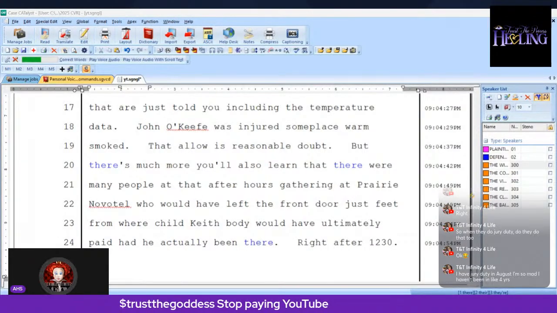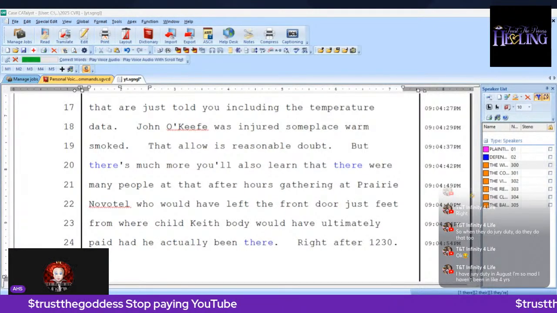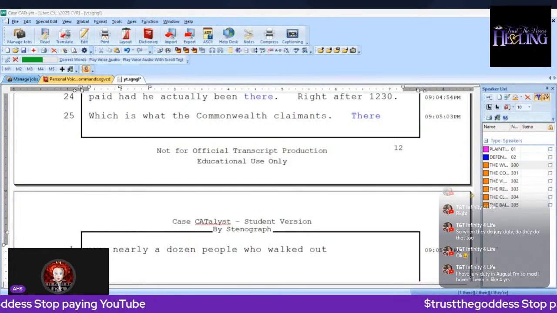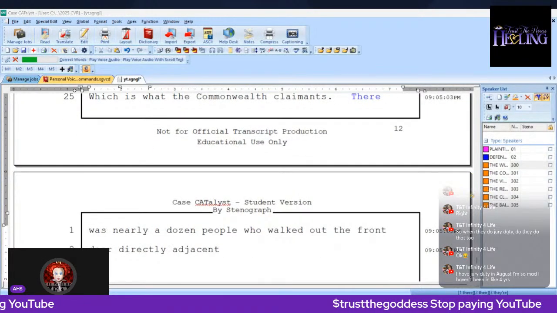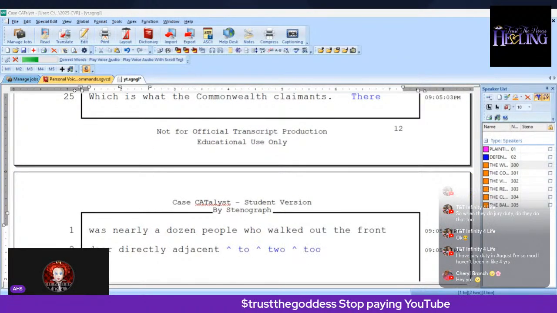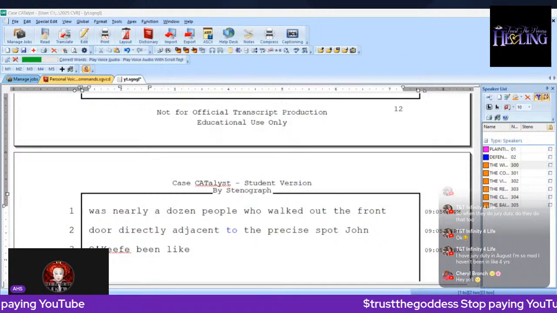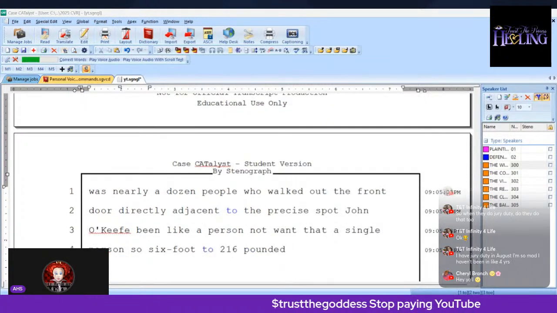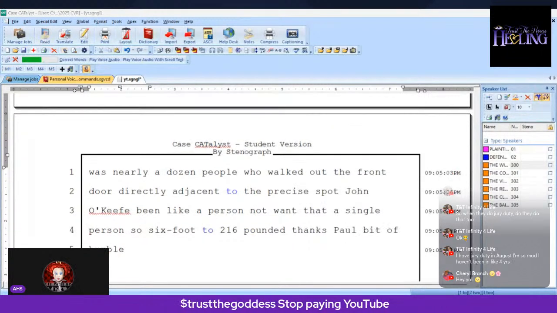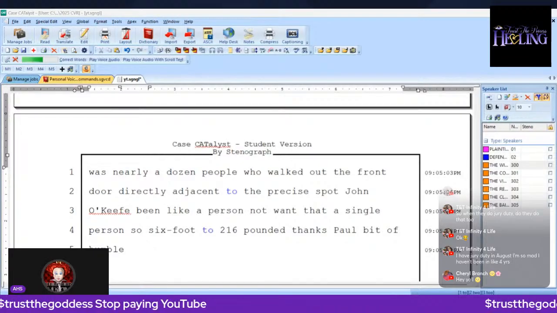There were nearly a dozen people who walked out that front door directly adjacent to the precise spot where John O'Keefe would have been lying. Not a single person, not one, saw a 6'2", 216-pound man laying sprawled in the front lawn in dark clothing on a light white dusting of snow. Not one.